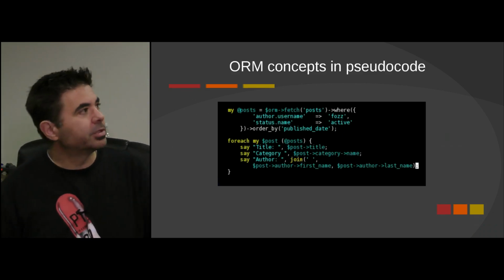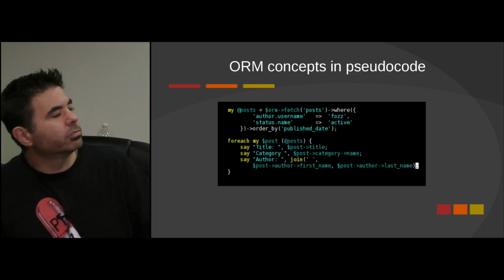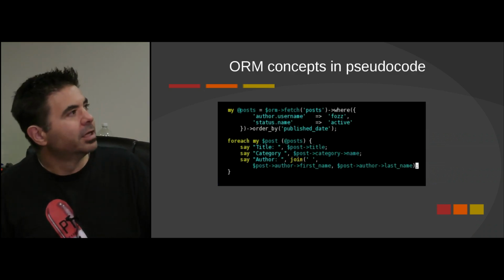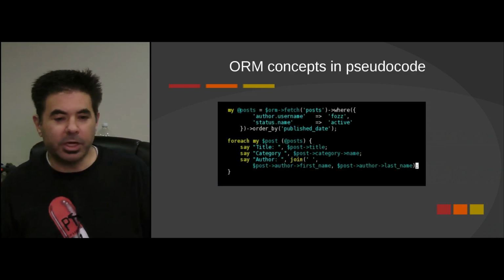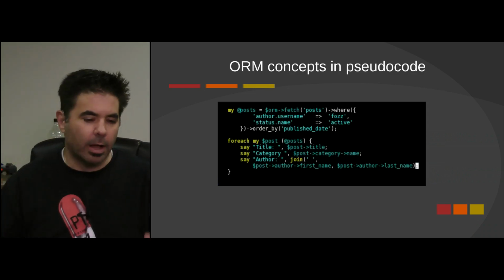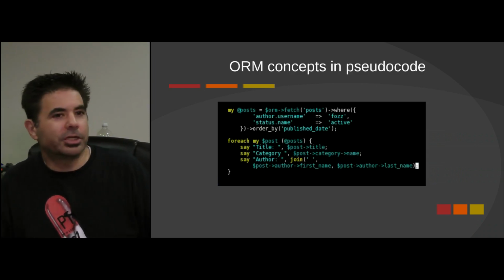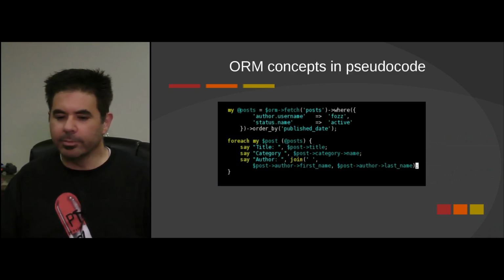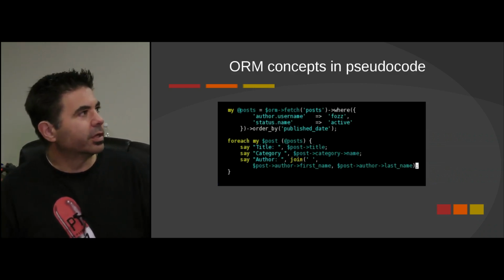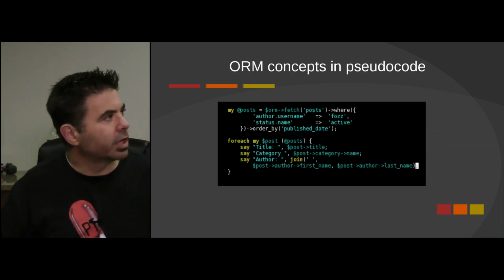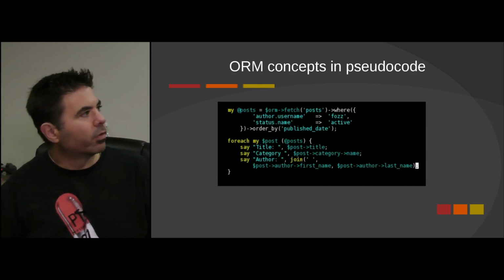Some ORM concepts in pseudocode. This slide is not syntactically correct, but if we can assume that the ORM scalar is an object reference to our object relational mapper, and fetch is a method that allows us to search on a named table, and then we can pass in some parameters of that search with a where. And we can fine-tune the results with an order by method, and so forth. We get the idea that we get a list of objects, and then we can iterate over those objects.